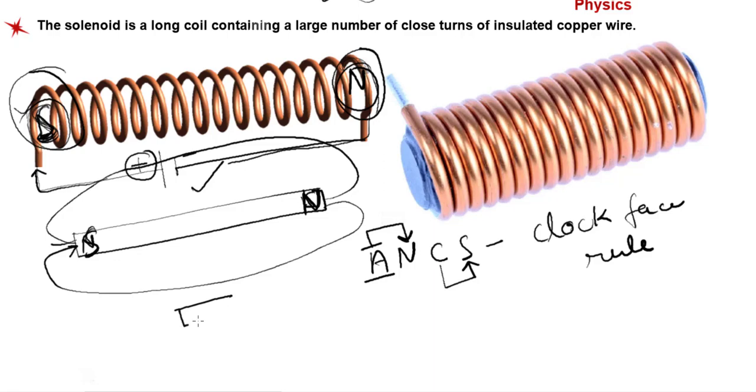This is the bar magnet. It has north and south poles. Magnetic field lines are emerging from the north pole and going into the south pole. Magnetic field lines are in this shape. I had told you where magnetic field lines were defined in the previous videos.